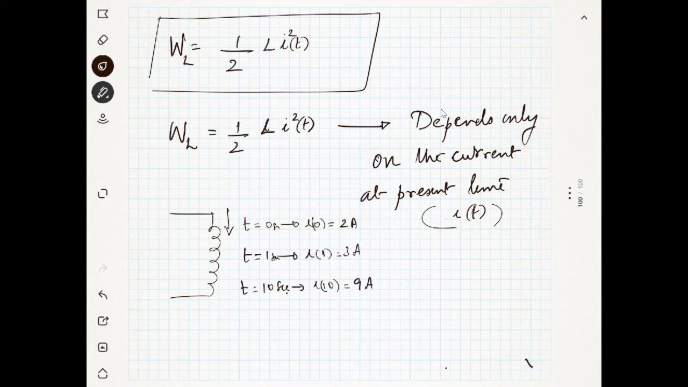Then the energy at time t equal to 0 will depend upon this 2 ampere. The energy at time t equal to 1 second will depend only on the current at that time, that means 3 ampere. Energy at time t equal to 10 seconds will depend only on 9 ampere. It will not depend upon the previous current. You understood? So the energy stored by that inductor will depend only on that current, not the previous current.